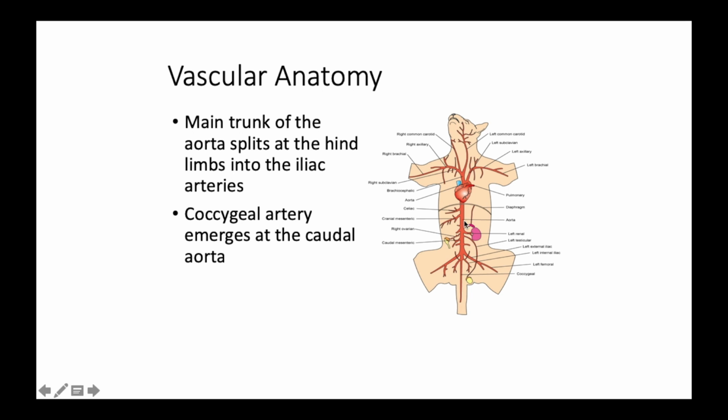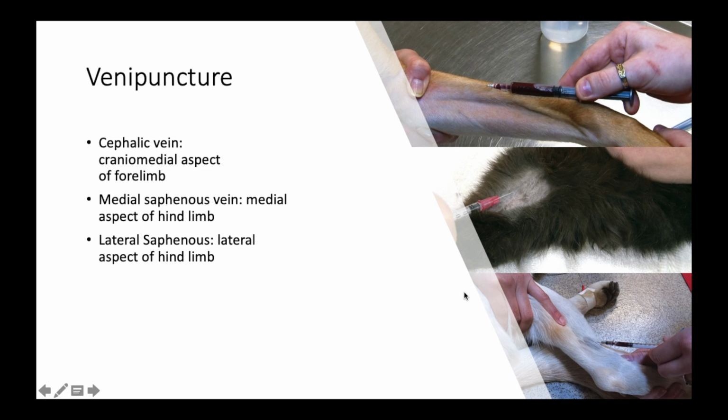So you can see that here. The aorta runs all the way down the length of the body and it splits at the left and right leg to create the iliac artery. And then the coccygeal artery emerges at the caudal aspect of the aorta. So it becomes this tail artery called the coccygeal artery.